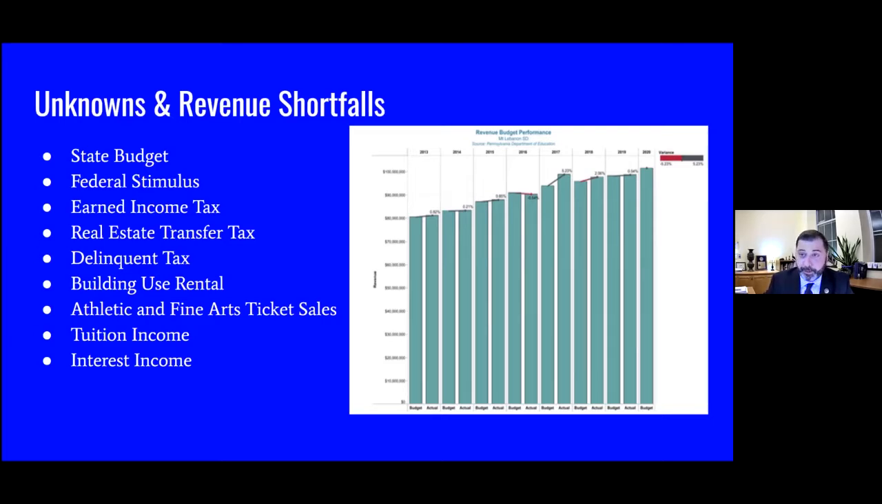Delinquent tax is pretty much running as normal. We did switch to a new delinquent tax collector this year, and we're seeing those collections just as they've been in the past. We've also had none or very little ticket sales this year for our fine arts events and our athletic events. Those can total anywhere from $50,000 to $100,000 a year. So we're missing out on that revenue.